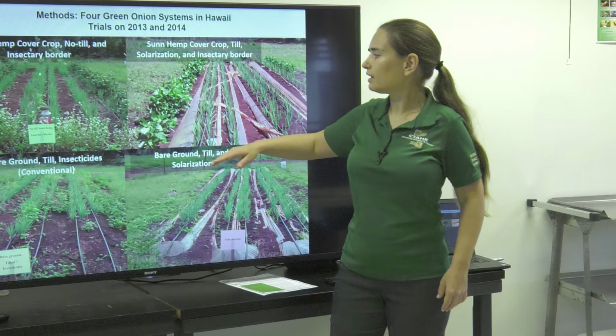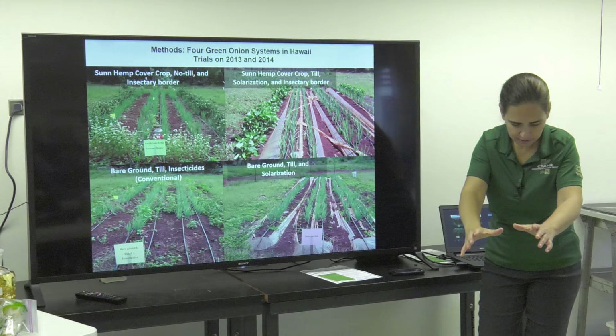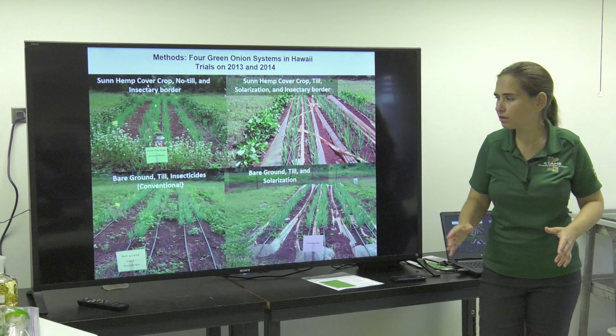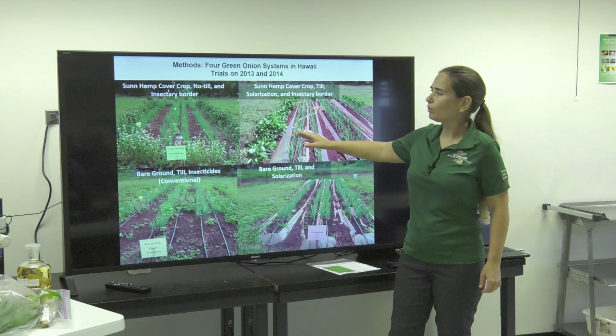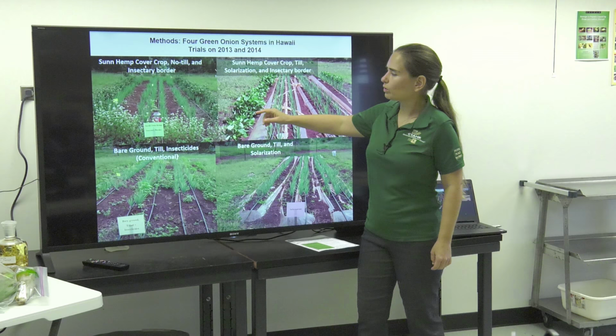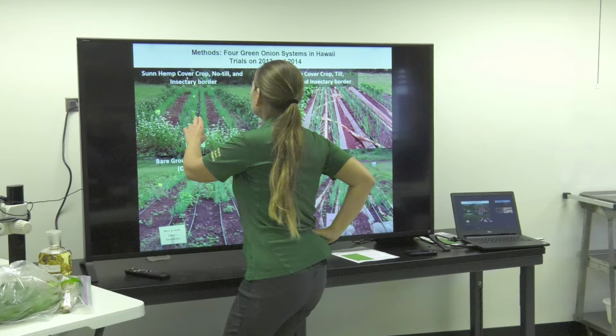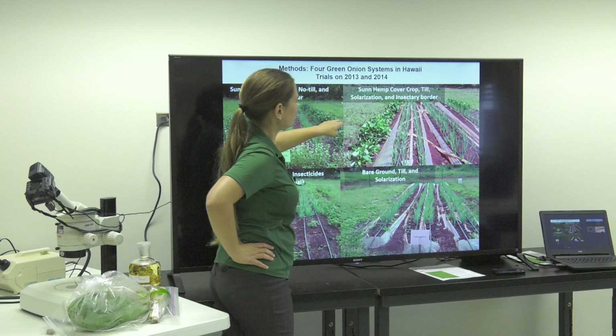So we planted sun hemp cover crop, followed by, in this case, tillage and solarization. We put clear plastic, and then let the soil heat with the sun for about 2 weeks, or followed by no tillage. So we had a no-till system, and we had a tillage system, and this one had sun hemp. These two had sun hemp, these two don't have sun hemp. So these two had sun hemp cover crop. This one is no-till. This is the only one no-till. This one is tillage. These two had solarization.